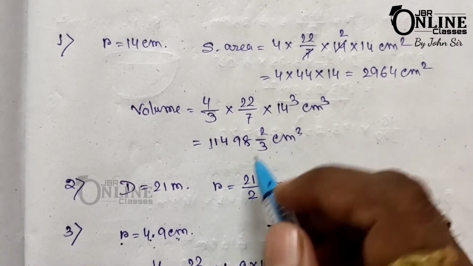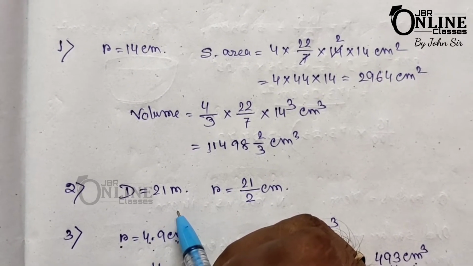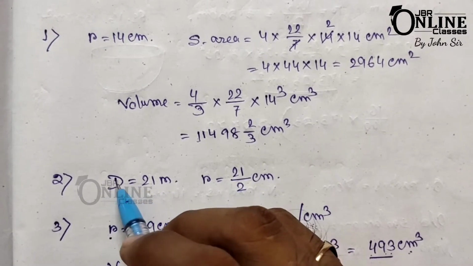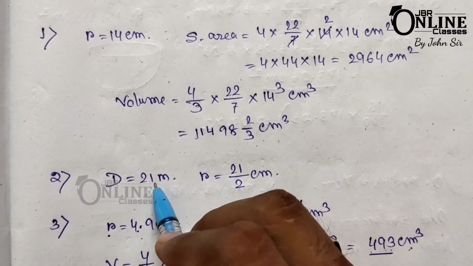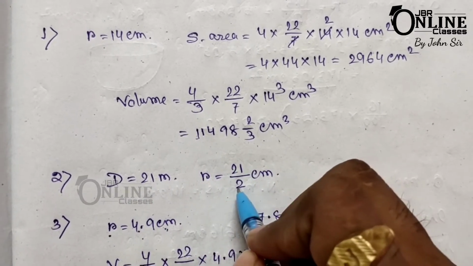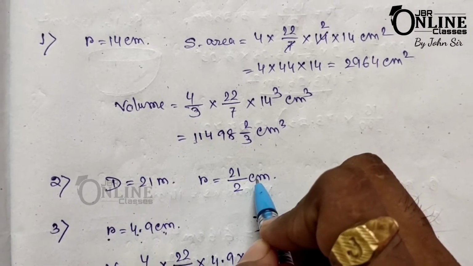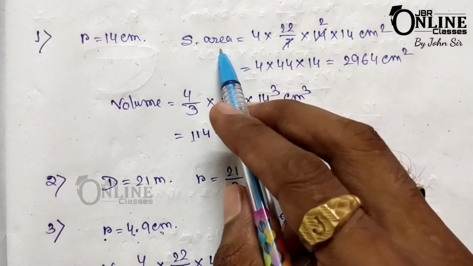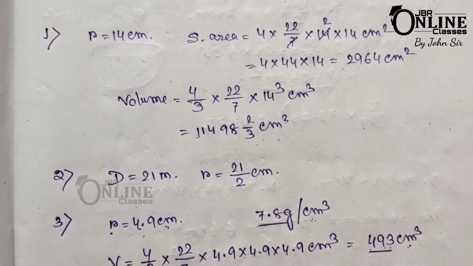That is the answer. Now next one, find the surface area and volume of a sphere whose diameter is 21 centimeter. So here diameter equals 21, then radius equals half of 21, so that equals 21/2. Now you have to find the surface area and volume. I hope you can apply the formula of surface area and also the volume to find the answer.